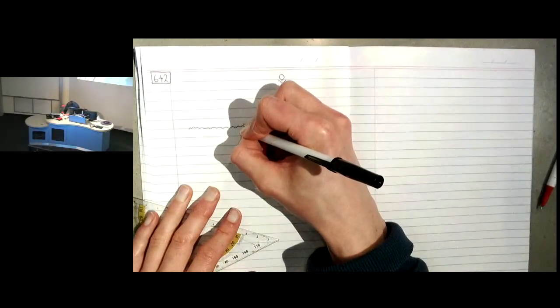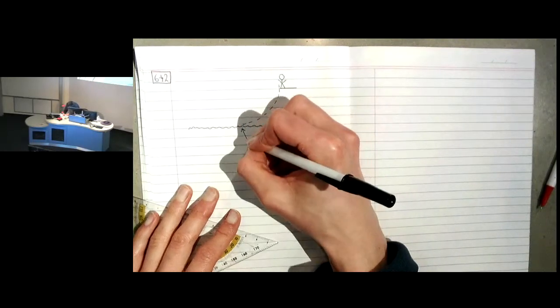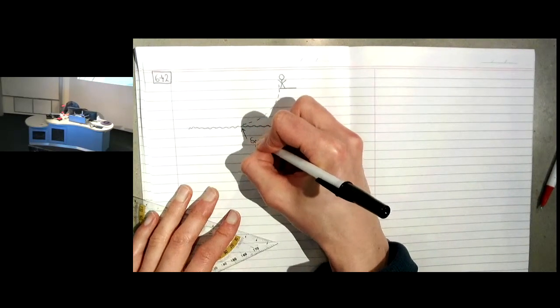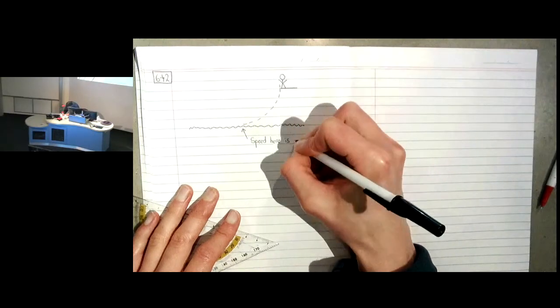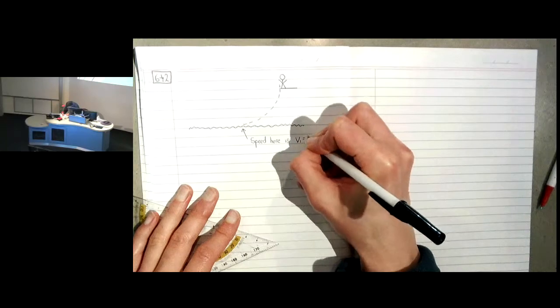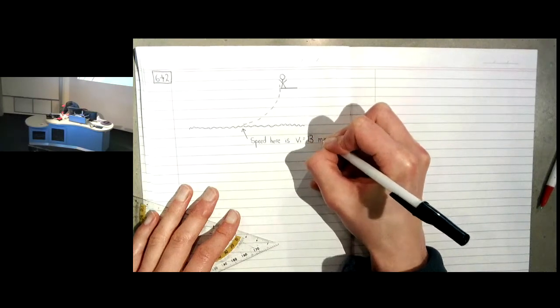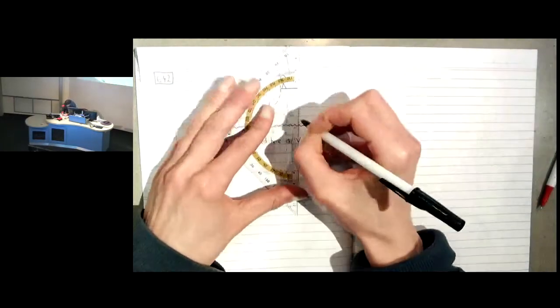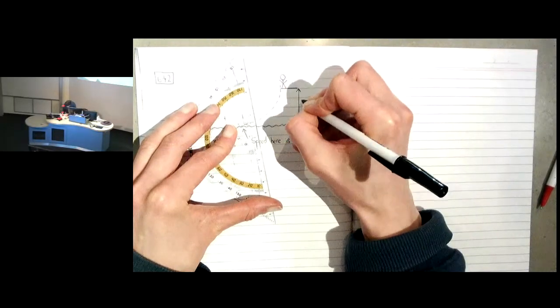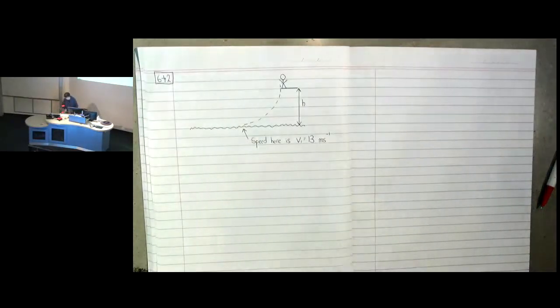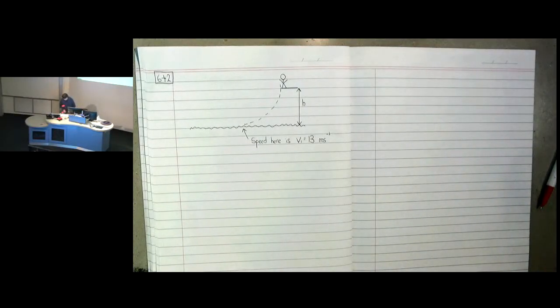So speed here, I'll call that V1, is equal to 13 metres per second. And initially, he's standing on this cliff, which is a height h. And we're not told that, but I'll just give it a name anyway.